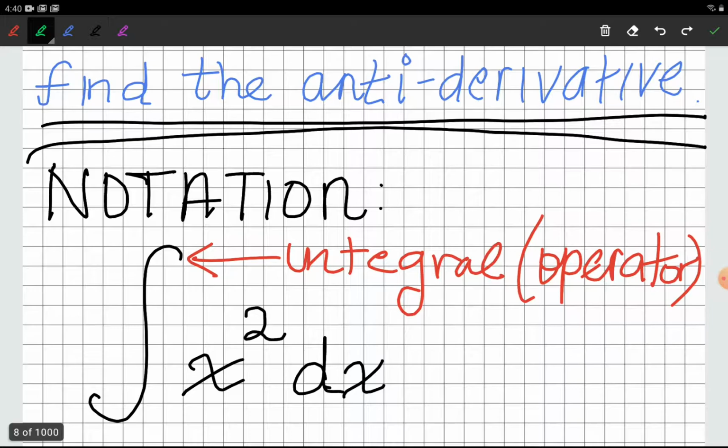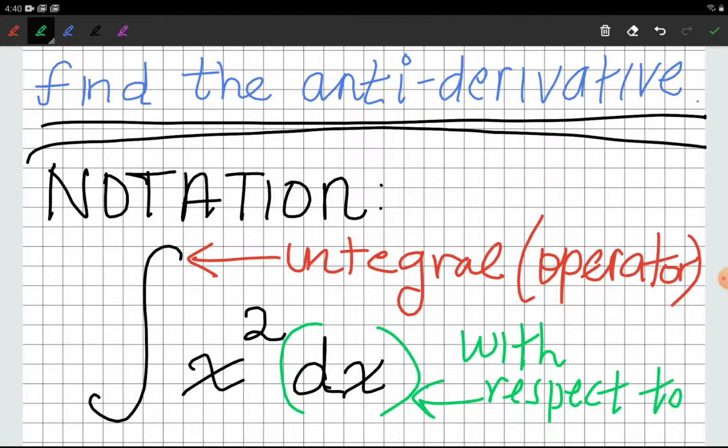Okay, dx, let's talk about dx. So, dx means with respect to whatever letter. So in this case, with respect to x.